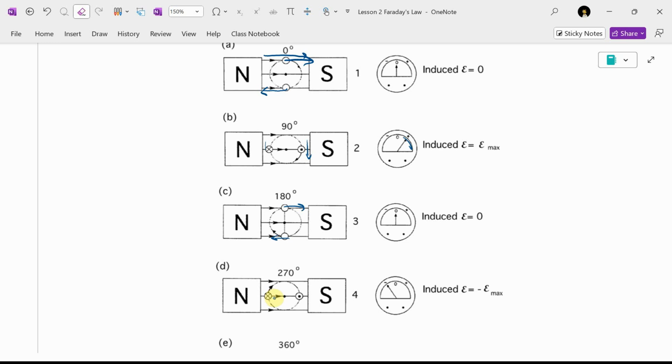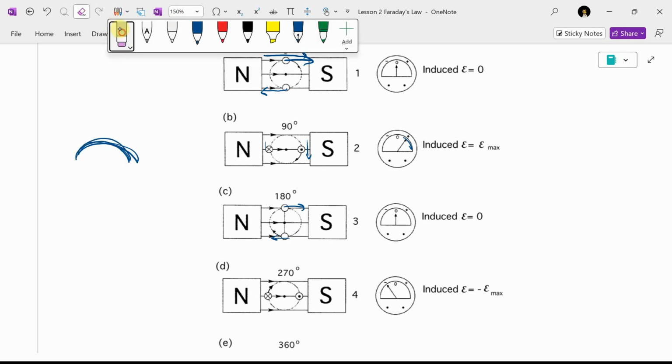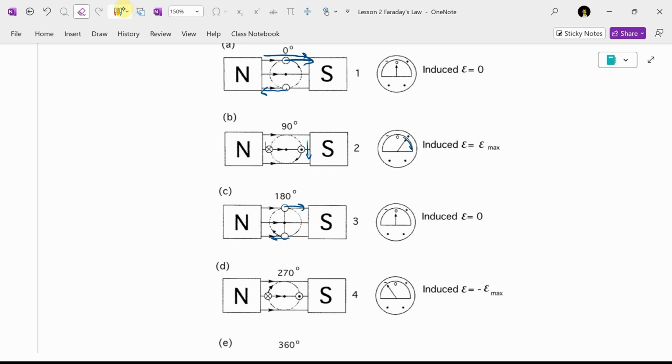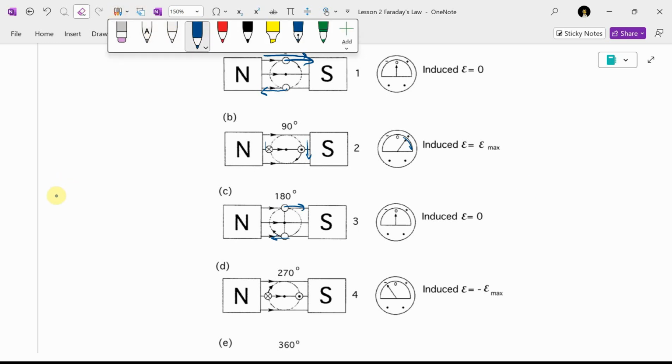Now, as it continues rotating 270 degrees, the bar on the left used to be on the right. The bar on the right used to be on the left. The bar on the left is moving up, so you're going to get a current coming out of the page. In the bar where you used to have a current coming out of the page, you're going to get a current going into the page, and a voltage spike, but in the negative direction. You would see this needle go back and forth, back and forth. And what you would get is a current and a voltage that looked like this.